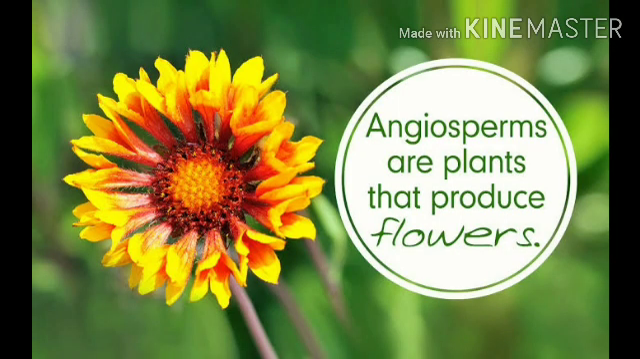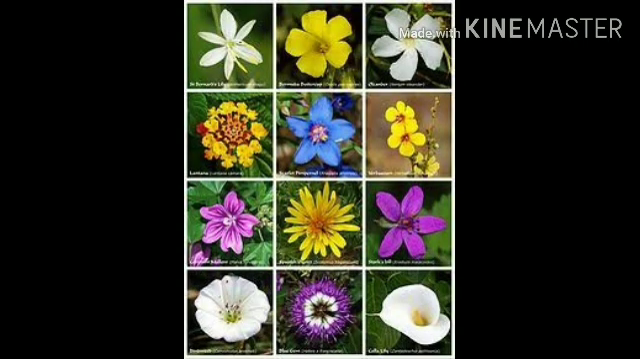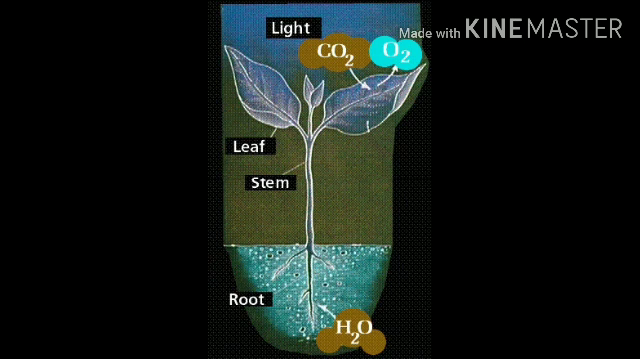The angiosperms commonly have 5 different structures. They are root, stem, leaf, flower and fruit. Today we will be concentrating on root and shoot system.